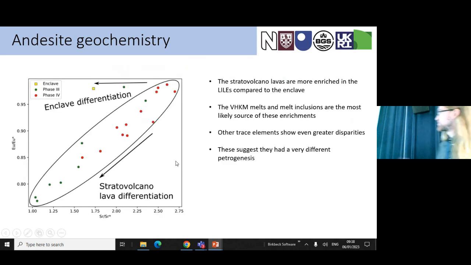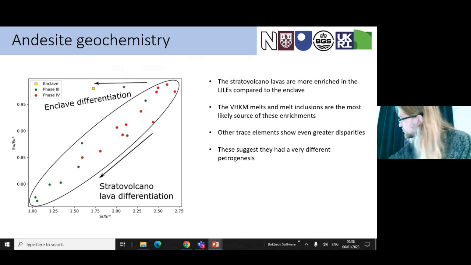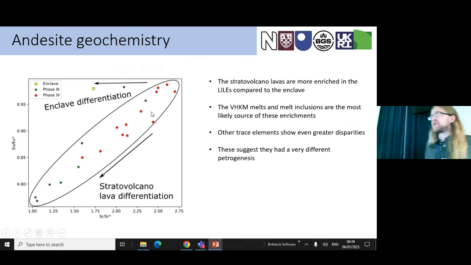In other trace elements, we also see some key differences between these two different andesites. So the stratovolcano lavas have a trend of really increasing europium anomalies and strontium anomalies. These are two traces that are quite key indicators of plagioclase fractionation. Europium also has some other effects with phases like amphibole and apatite, but this is sort of the key takeaway, that we see strong anomalies develop within the stratovolcano lavas, but much weaker ones in the enclave. And these suggest that they have very different petrogenesis.